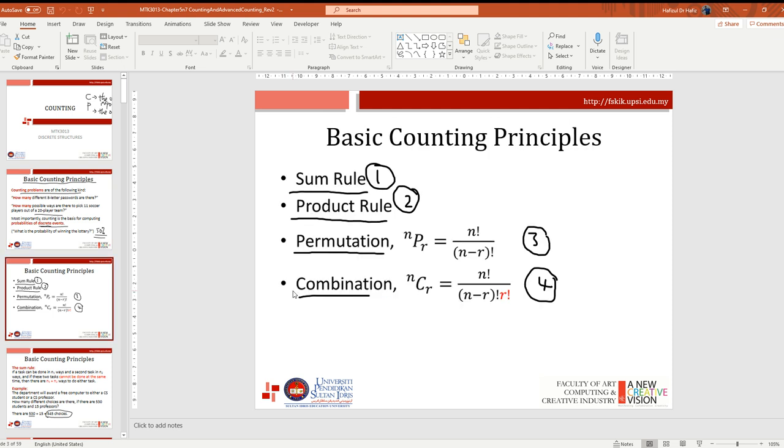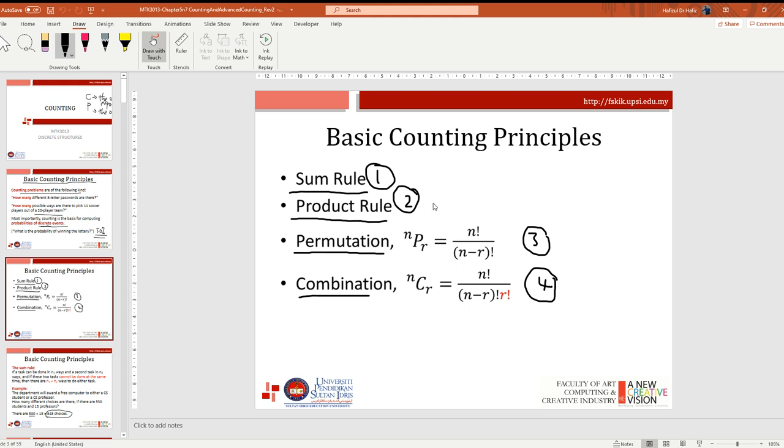Okay, the first one is the sum rule that I explained before, which is for a sequence of tasks. For example, we have T1, T2, until Tm. It can be done in ways 1, ways 2, ways 3, until ways m respectively. The condition is that no task can be performed simultaneously. This one must be in parallel.